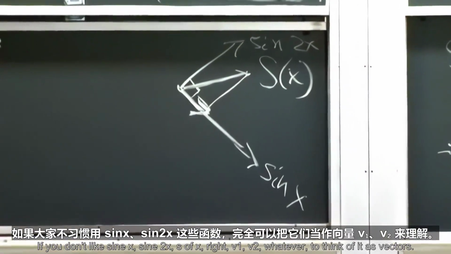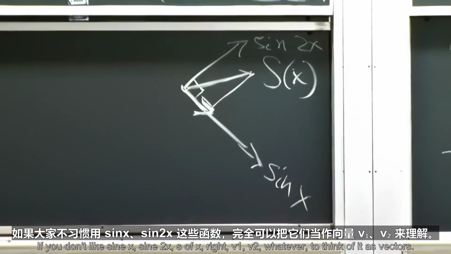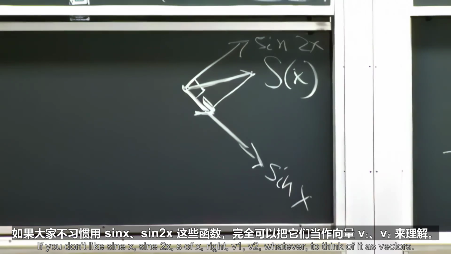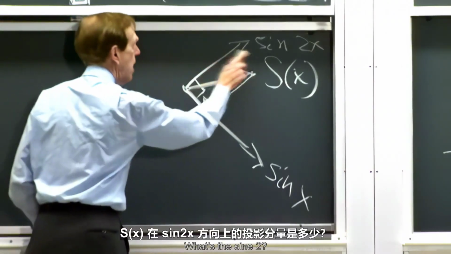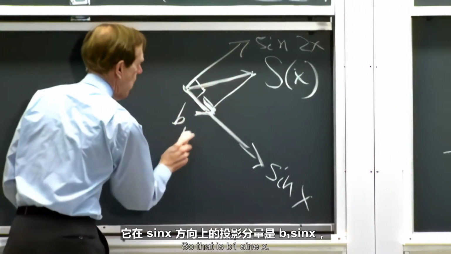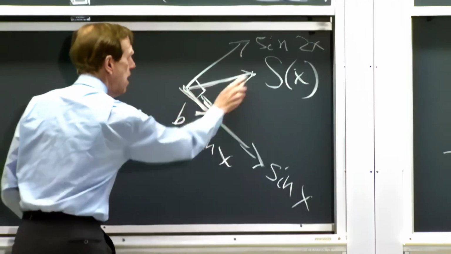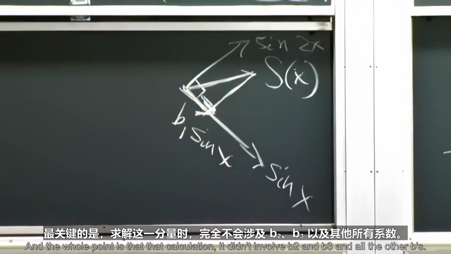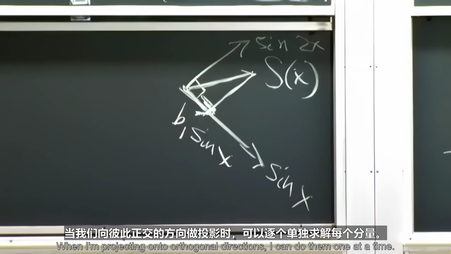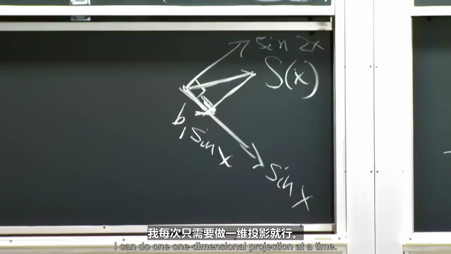If you don't like sine x, sine 2x, write v1, v2, whatever, to think of it as vectors. So that is b1 sine x. That's the right amount of sine x. And the whole point is that in that calculation I did not have to do b2 and b3 and all the other b's. When I'm projecting onto orthogonal directions, I can do them one at a time. I can do one-dimensional projection at a time.